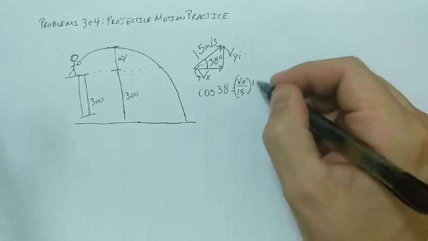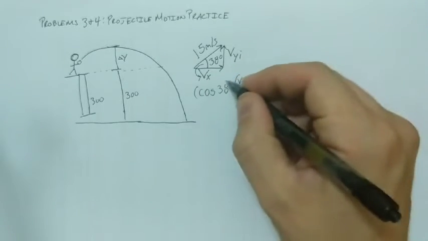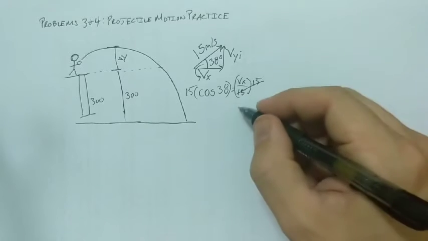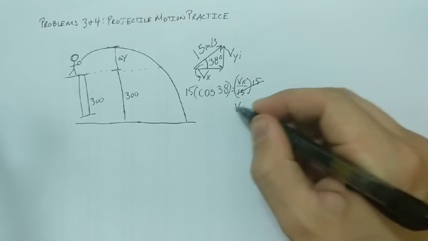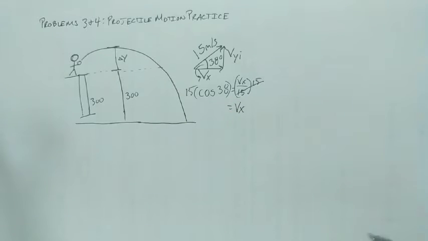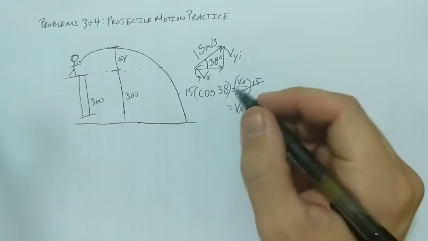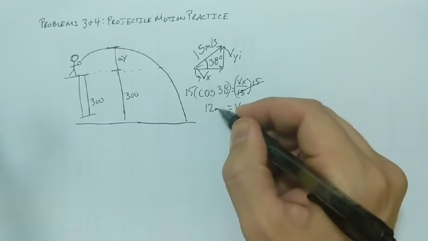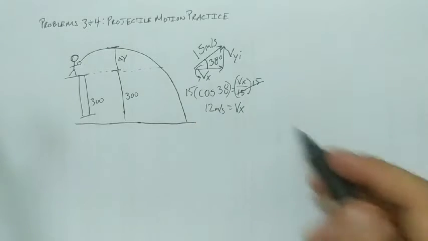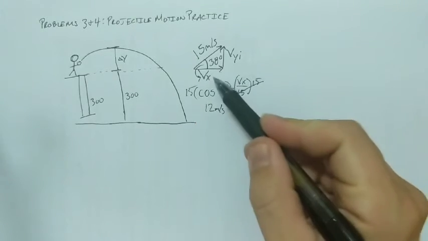And to solve this, we'll just do a little bit of rearranging. Multiply each side by 15 to cancel out my fraction. 15 times cosine of 38 equals my velocity of x. And that is a nice answer of 11.8, which we will round to 12 meters per second. All right, so I use the cosine function for solving for Vx.